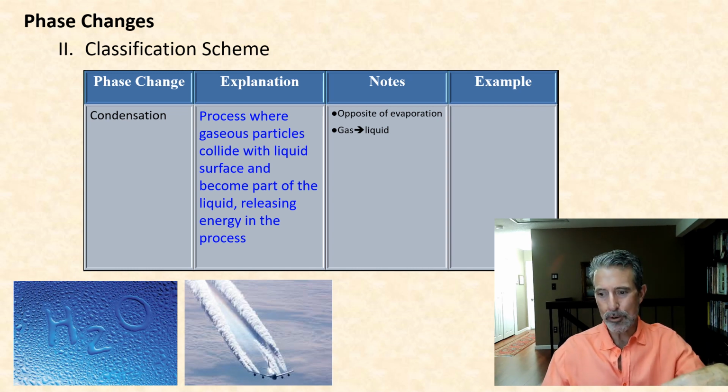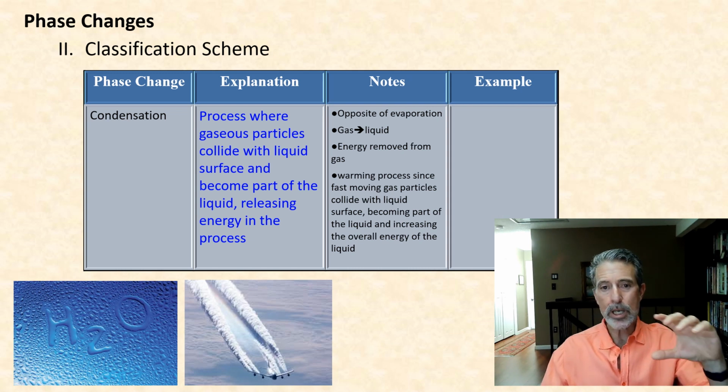They get trapped by the surface and the gas particles lose their freedom and now become part of the liquid state. When this happens, energy is removed from the gas. In order for the gas to become a liquid, it must lose energy. And this is why we say that condensation is a warming process. When those fast-moving gas particles collide with the liquid surface and make the transition from a gaseous state to a liquid state, they lose energy. And that energy lost stays in the liquid and it increases the overall energy of that liquid, thus warming it.